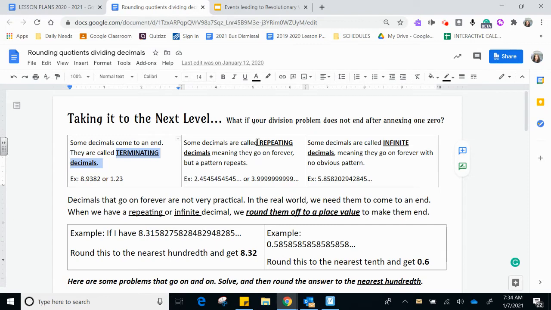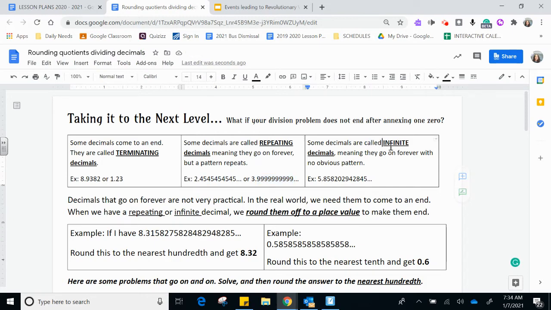In life, there are also something called repeating decimals. And what that means is that the annexing will go on forever, but that you will see a pattern form. And sometimes the pattern is different numbers over and over again. Like in this case, you can see that the numbers 4, 5 repeat over and over again. Some repeating decimals, it ends up being the same digit that just keeps happening over and over again.